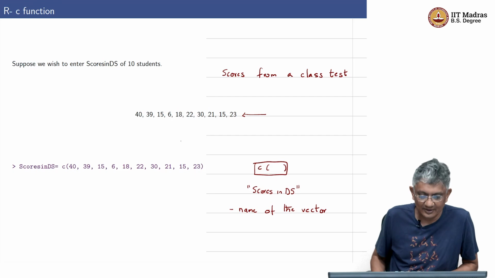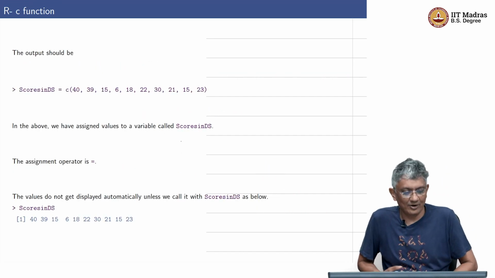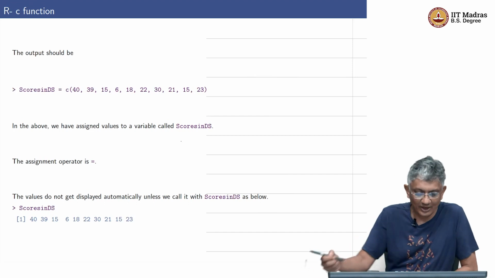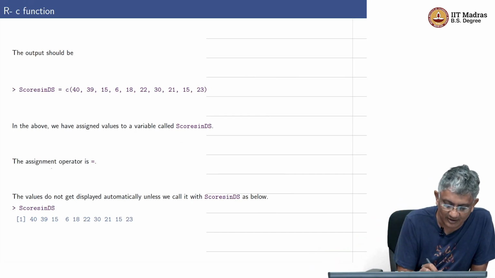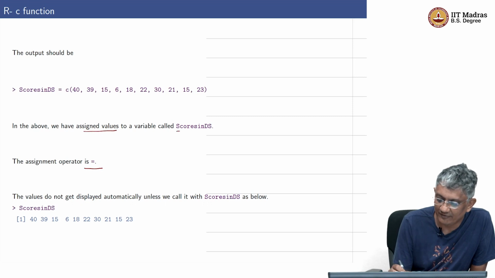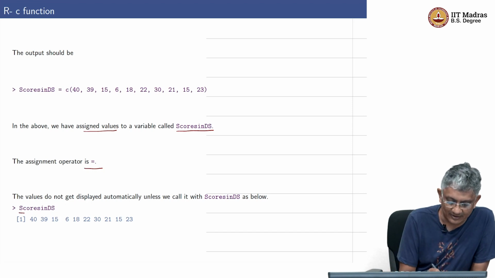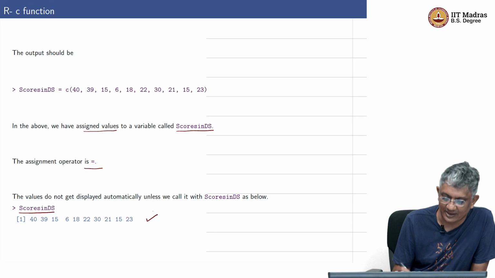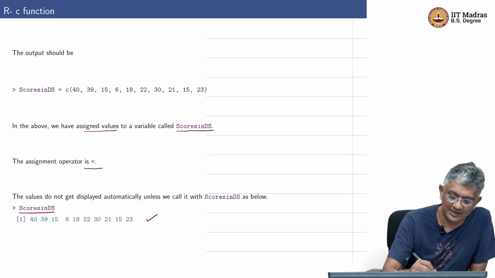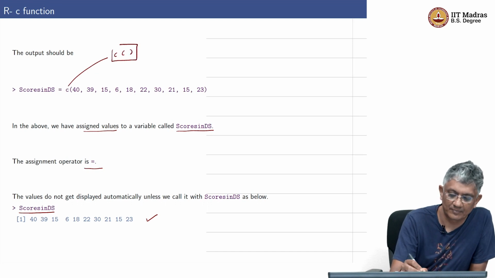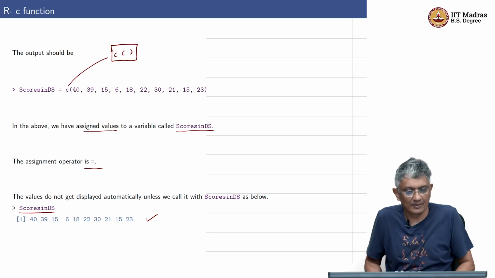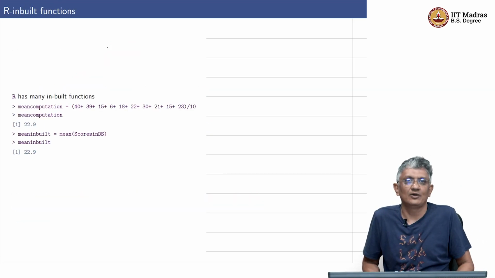Okay. So here, I want to go back to my calculation. I have stored this vector. Next, I want to do some computations with it. Like I explained, the assignment operator is the equal sign. I've assigned all the scores in the class to a variable called scores in DS. If I want to display it, I just type the variable name and it displays all the values I've stored in it. This is how I've used the C command. Very good. So now I can do many computations with it.